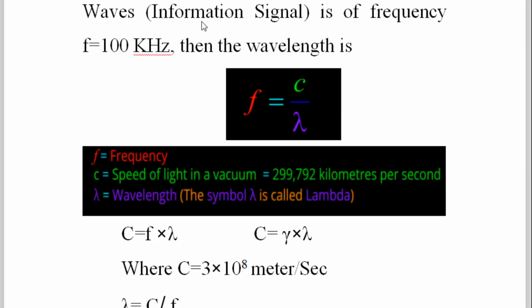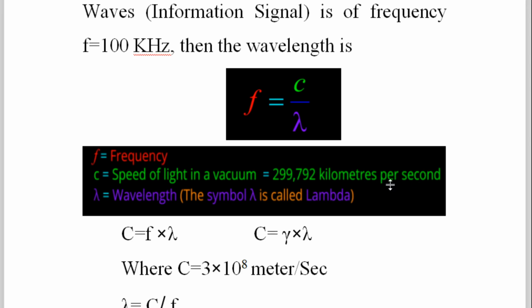Here the relationship between frequency and lambda is given by the equation f is equal to c divided by lambda, where f is equal to frequency, which we have taken as 100 kilohertz, and c is equal to the speed of light in vacuum, which is approximately 299,792 kilometers per second.